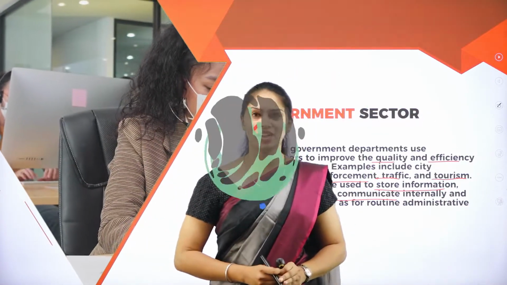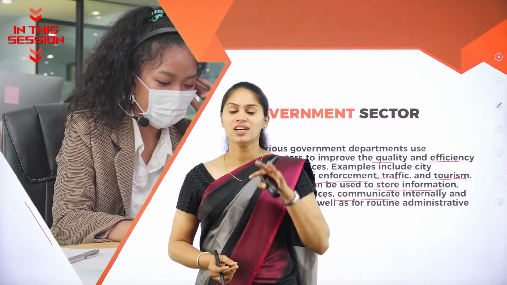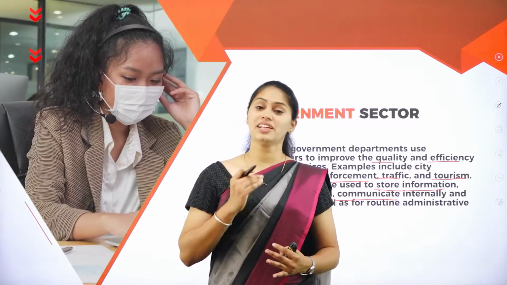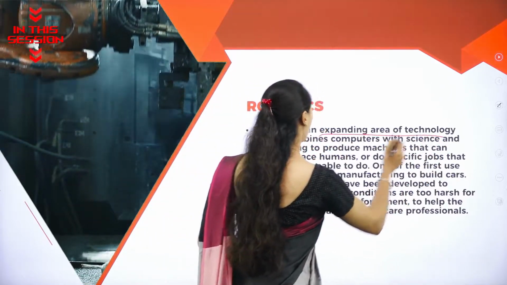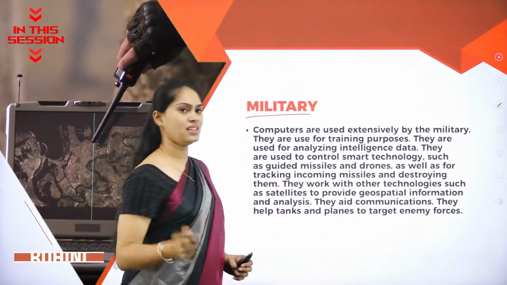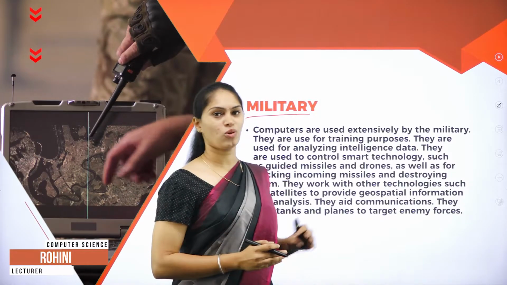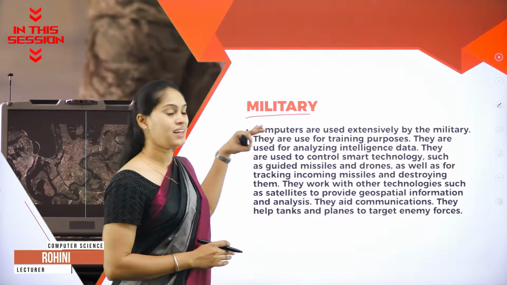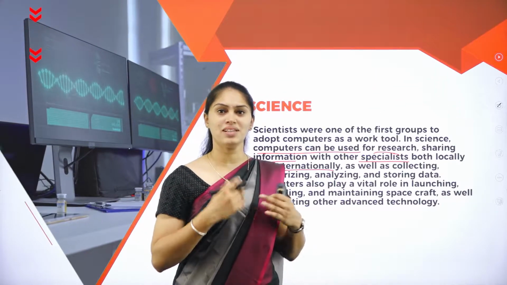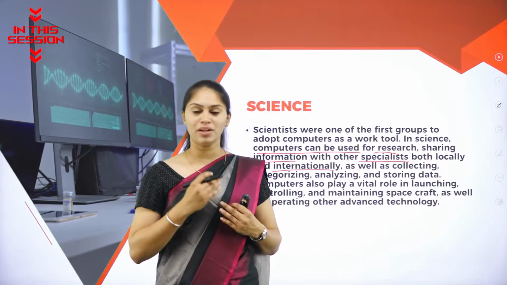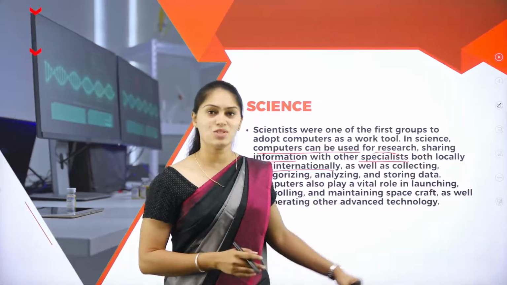Mainly computers are used for communication purposes. It is helpful in the government sector, which may include traffic and law enforcement. What is robotics? It is an expanding area of technology. It is a main important thing. Computers play an important role in the military, that is, in defense. Both can be done locally and internationally. That means the transfer of data or communication or interaction between specialists can take place.